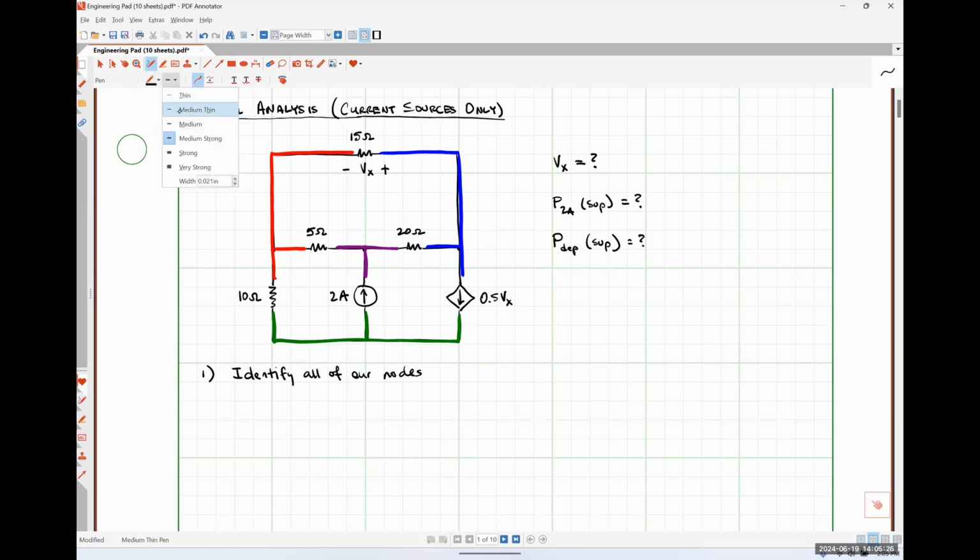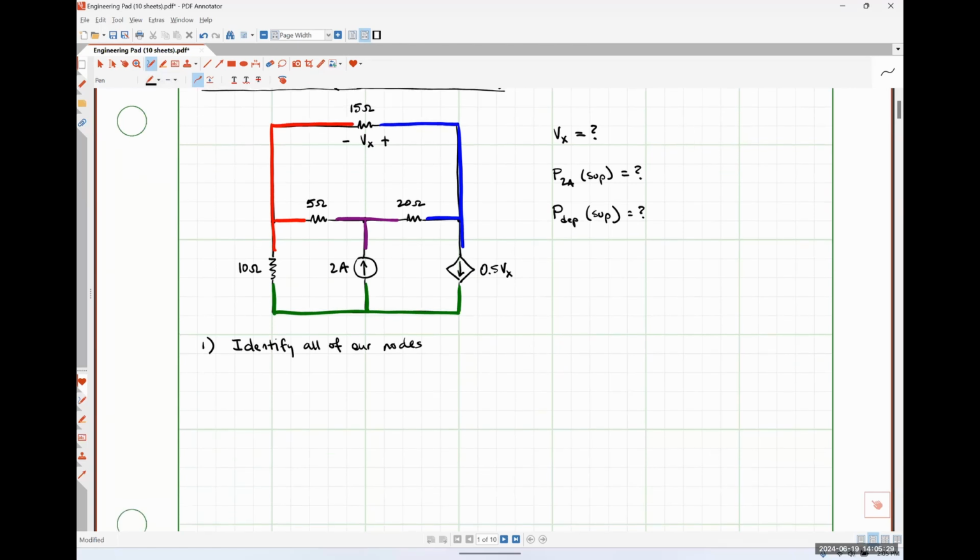Our second step is going to be to assign a reference or ground node. Okay. So we are just going to pick one of the nodes that we've identified, and we are using that node as a reference. So we are effectively saying the voltage at this node is 0, and all other voltages are going to be measured with respect to that ground or 0 node.